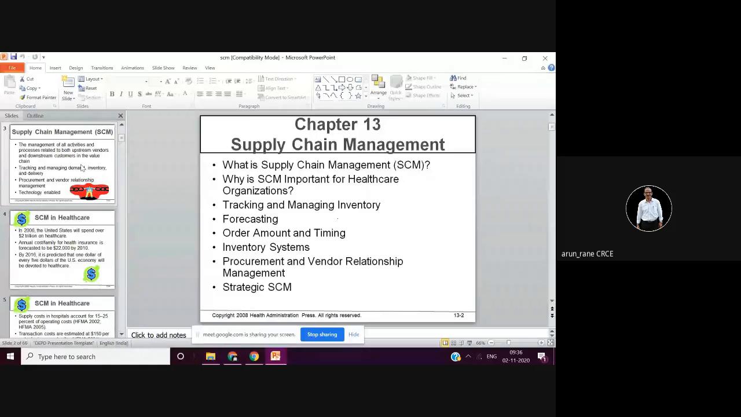What is supply chain management? All of you know that nowadays liabilities are being reduced. Every big industry is trying to reduce its liabilities, and everything is outsourced. You just have a table and lots of suppliers, or you just have an assembly shop where you do only assembly, and all the components are procured from outside.